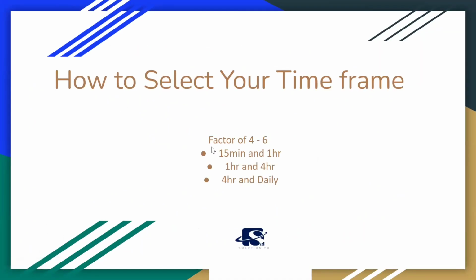So how do you select your multiple time frame? I have what I call the factor of 4 to 6. I think I learned this either from Adam Grimes or Alexander Elder. I can't really remember, but it was from one of the things they wrote. I don't want to quote the wrong author.